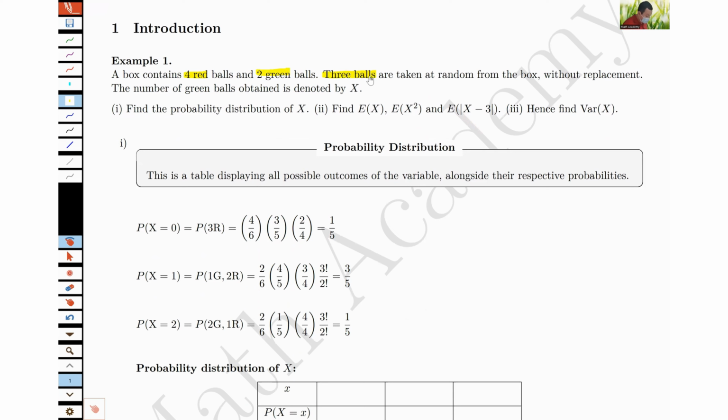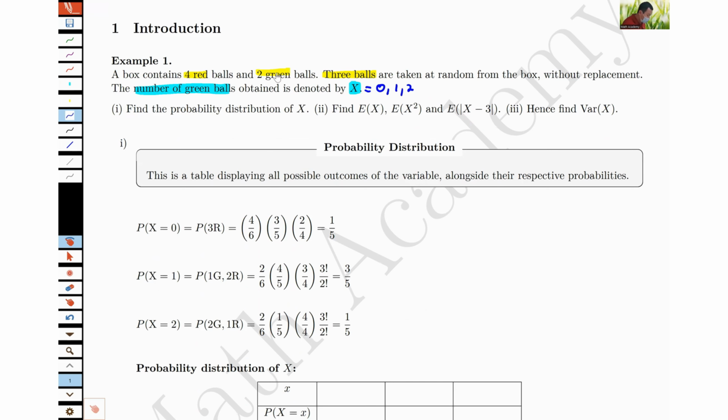They're always going to define a certain term for us. And here they say that the number of green balls is going to be denoted by X. We first start thinking about what values X can take. X is the number of green balls, and it could take, say, 0, 1, and 2 green balls. Because minimum green is 0, maximum will be 2.